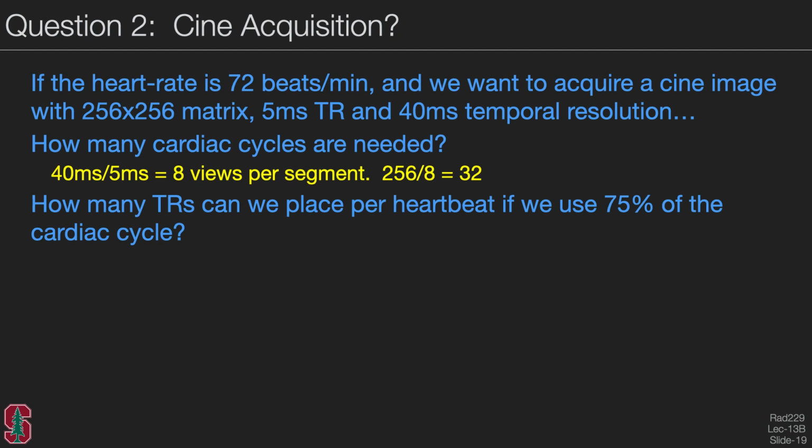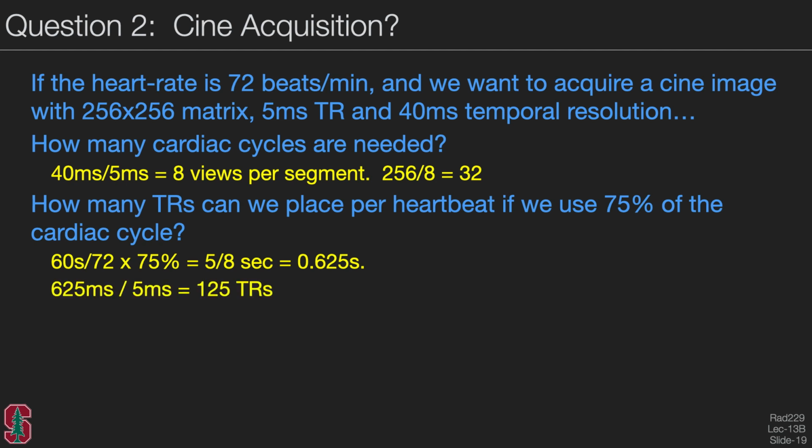So how many TRs can we place per heartbeat if we use 75% of the cardiac cycle? So here we have 60 seconds divided by 72 beats per minute times 75%, or 5/8 of a second, or 0.625 seconds. If we divide this by the TR, this gives us 125 TRs.